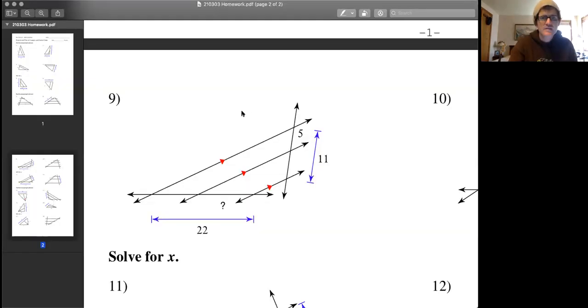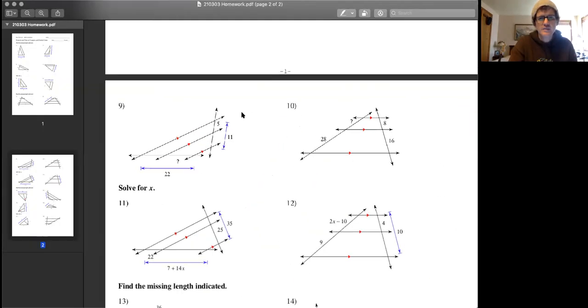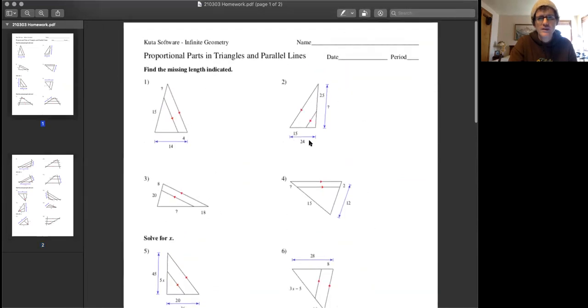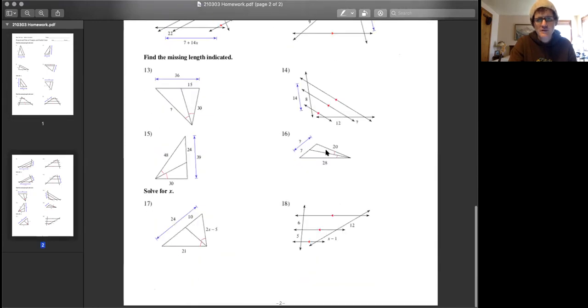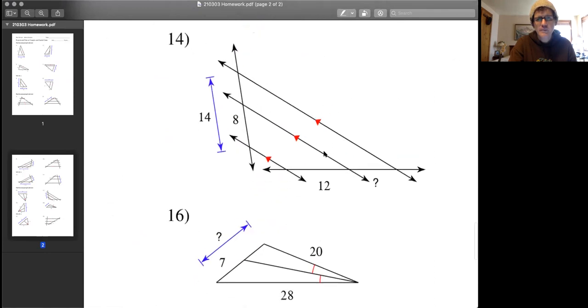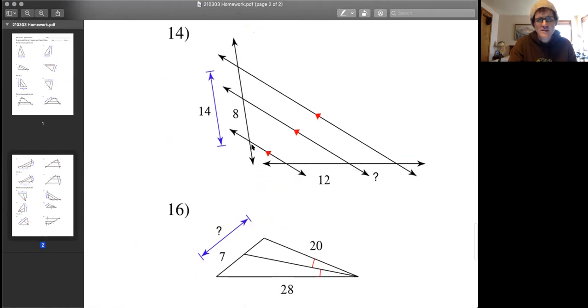This worksheet right here is the PDF for your homework. You're going to do all the even problems, so all of them except for problem 16. If we compare these two right here, notice that this is a side splitter scenario for 14 because we have all these parallel lines cutting through. But this one, we don't have any parallel lines.